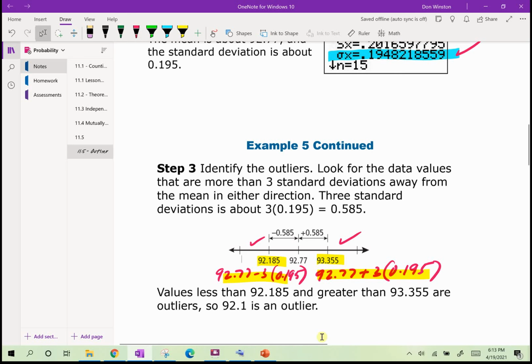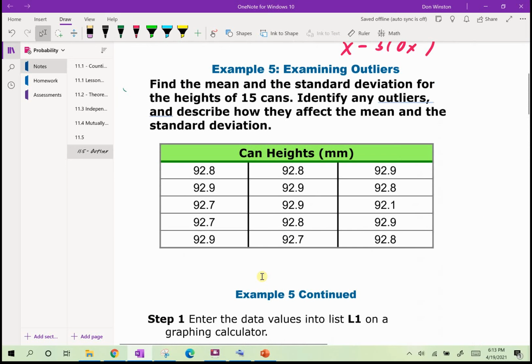And then 92.77, our mean, minus 3 times the standard deviation gave 92.185. And now let's take a look at our data and see if we find any values that are more than 93.355 or any values that are less than 92.185. Values less than 92.185 and greater than 93.355 are outliers. So we do have an outlier, 92.1, which is less than 92.185. So 92.1 will be considered an outlier.